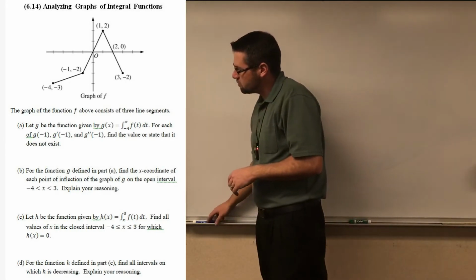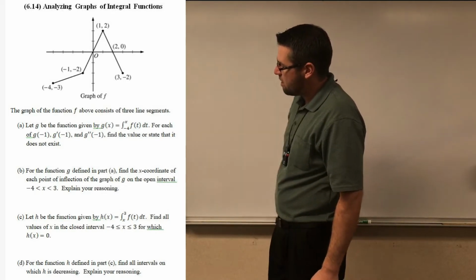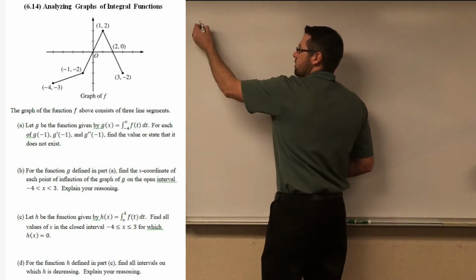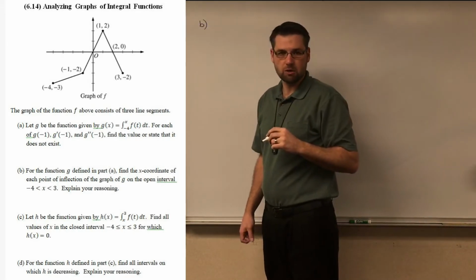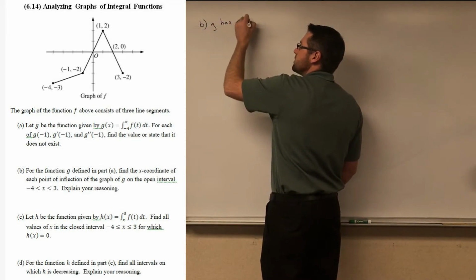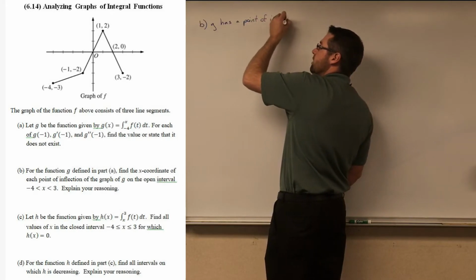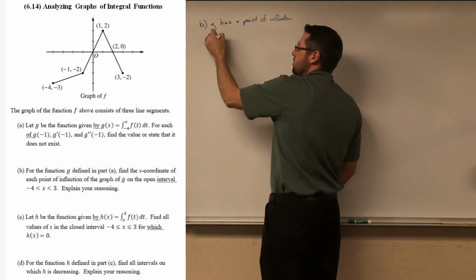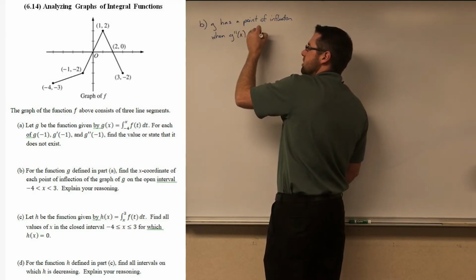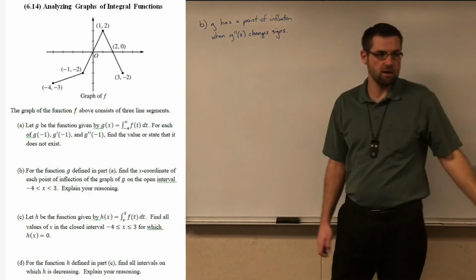Part B. G is defined in part A. Find the x coordinates for each point of inflection. So, think of your chart. G has a point of inflection when? When G double prime of x changes signs. Are you guys okay with that?